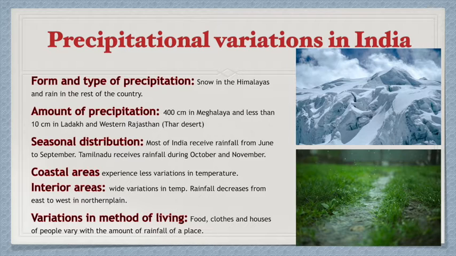Coastal areas experience lesser variations in temperature due to moderating influence of sea, whereas the interior areas show wider fluctuations in temperature and other parameters also. Rainfall decreases from east to west in northern plain. So there is a reason for that. We will discuss it in this lesson.